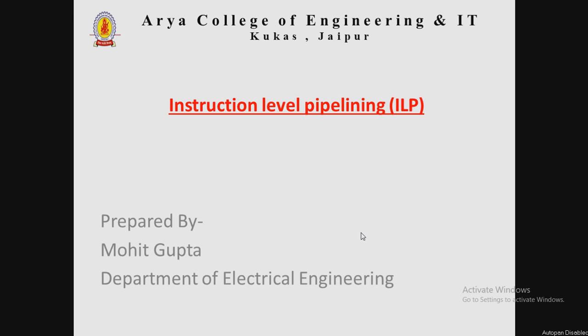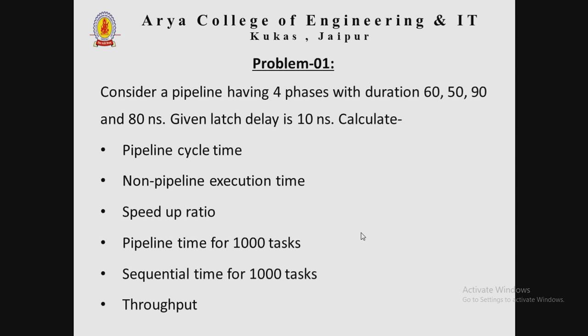So today we are going to begin the numerical parts, which is based on instruction level pipelining, in which we will learn how to calculate the pipeline cycle time, non-pipeline execution time, speed up ratios, pipeline times, sequential times, and throughput. We have already discussed the formulas for these terms and parameters. So let's begin with problem 1.